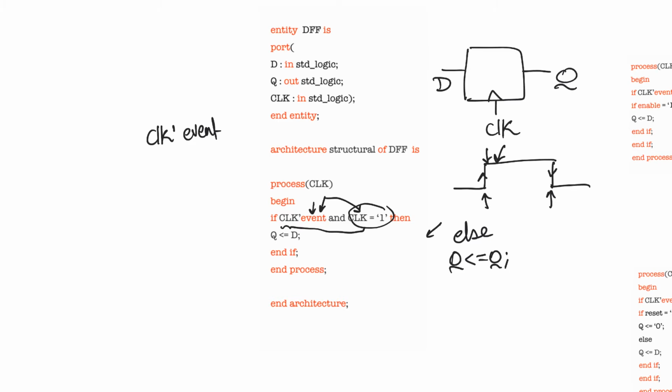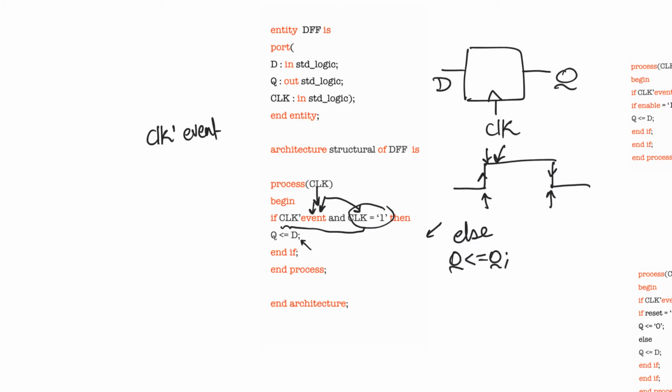Why? Because if you include D, which would be the reasonable thing to do since it's on the right-hand side of an assignment, then you will call the process and cause it to execute every time D changes. But you don't need to do that, because every time D changes, the process will not do anything unless this condition is true. So you only need to go and reprocess when this condition changes from true to false or from false to true, which only depends on clock. So you don't actually need to do that.